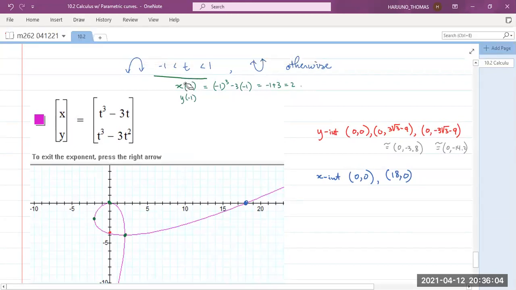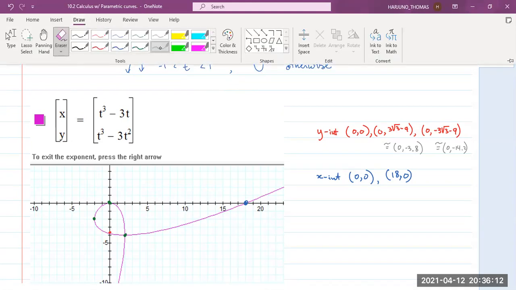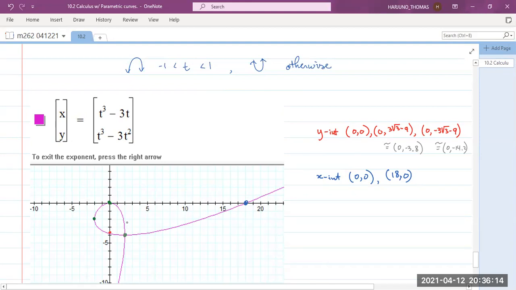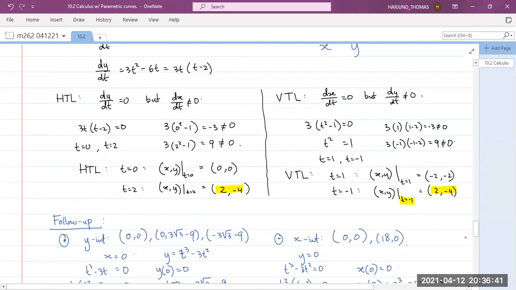Let me erase this so it doesn't bother us too much. So when t equals -1, we are here. When t equals +1, we are here, right? So it seems like the curve is actually moving this way. See, you see that? This is when t equals -1. This is when t equals 1. And we get this again when t equals 2.